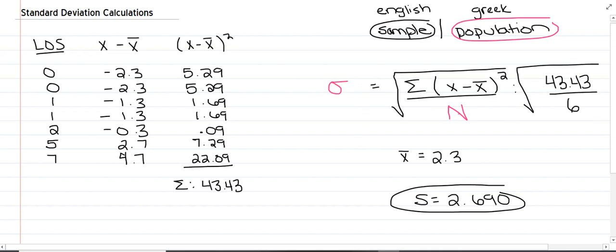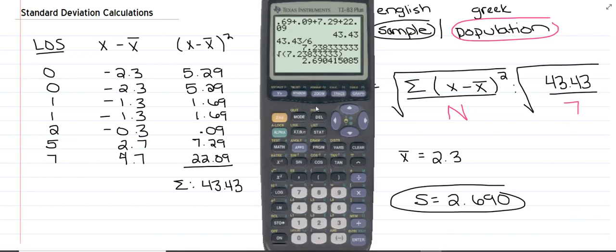So all that changes is the denominator. So everything that I did here is still the same. So you're still going to do x minus x bar. Then you're going to square those values and find the sum. You're just going to divide by the entire population, not n minus 1. So I divide by 7 instead of 6 here. So if I want to find the population standard deviation, I'm going to do 43.43 divided by 7. Then I'm going to take the square root of that number. And that's going to give me 2.491.